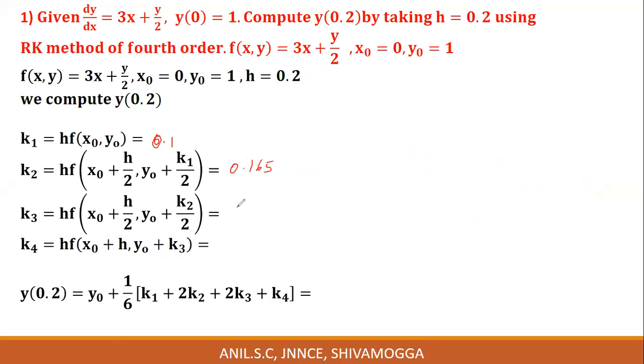K3 is given by h into f of x0 plus h by 2, comma, y0 plus k2 by 2. Here h is equal to 0.2. x0 plus h by 2 was 0.1, we just calculated it. y0 is 1, plus k2 by 2 is 0.165 divided by 2. This is equal to 0.2 into f of 0.1, 1 plus 0.165 divided by 2.